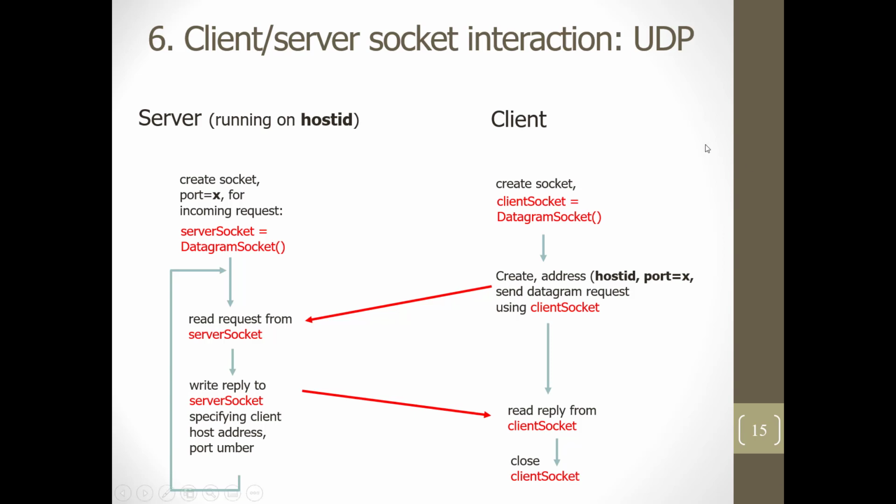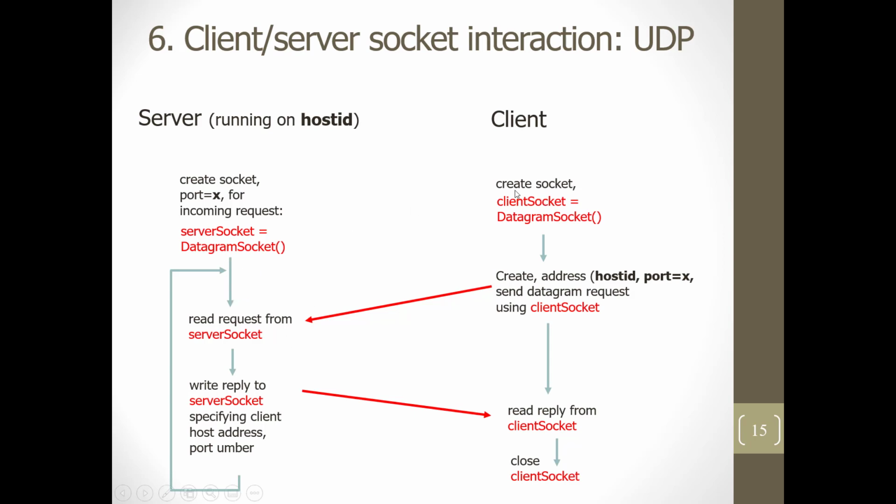So the same thing is now given as a diagram. They are giving the steps. They are taking a server side here and a client side here. So in both the sides, what are the steps available? You can see here, you are creating a socket. You are fixing a port number, port X for the incoming request. Then you are creating the object here.